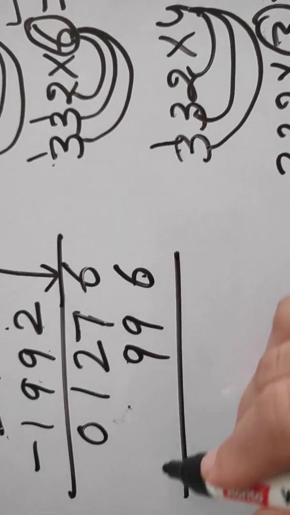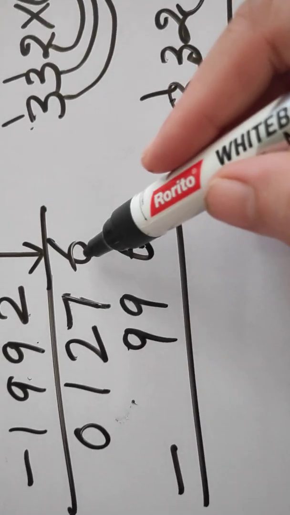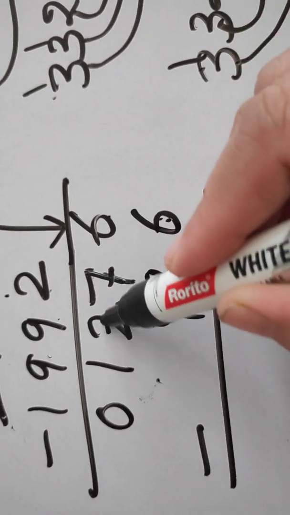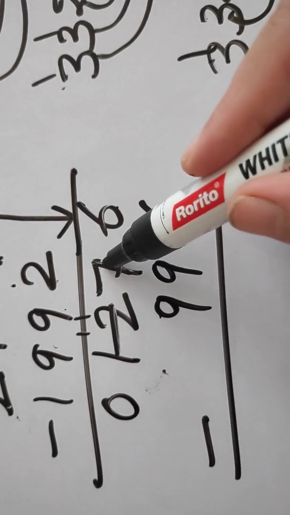699. You should take care that you will not start writing any digit from the left hand side. Now we will subtract it. 6 minus 6 is 0. 7 is small, we will borrow from 12. It becomes 11 here, and here it becomes 17.